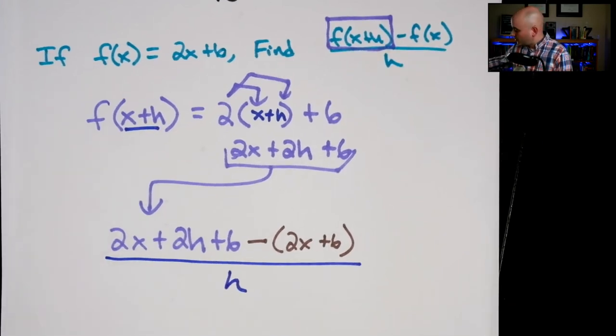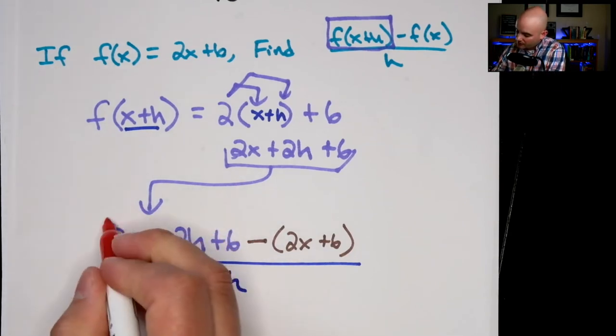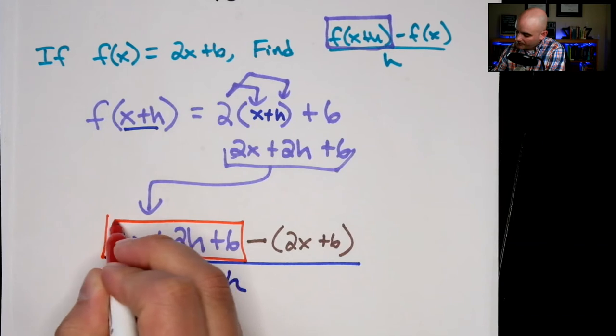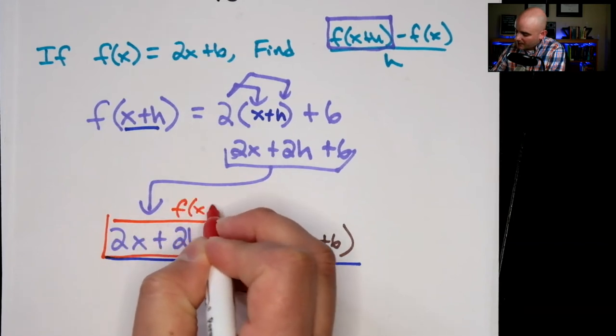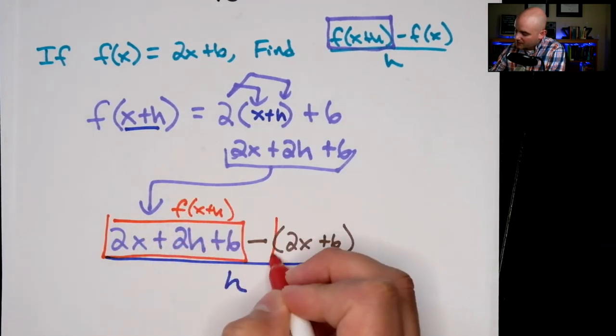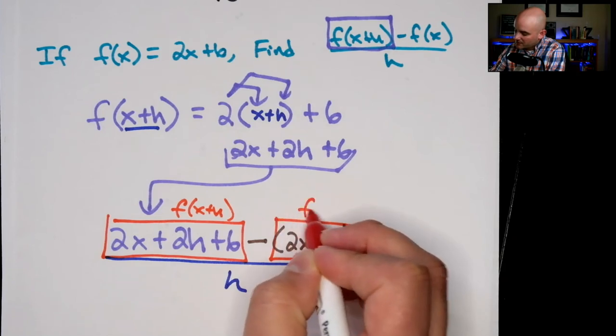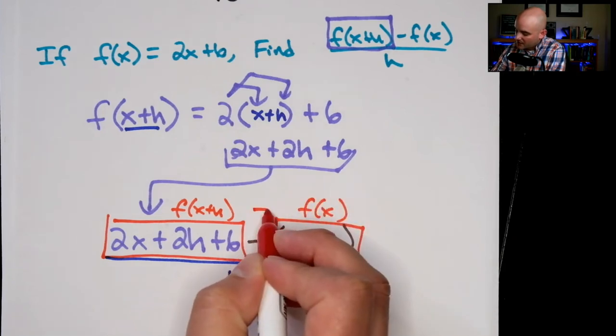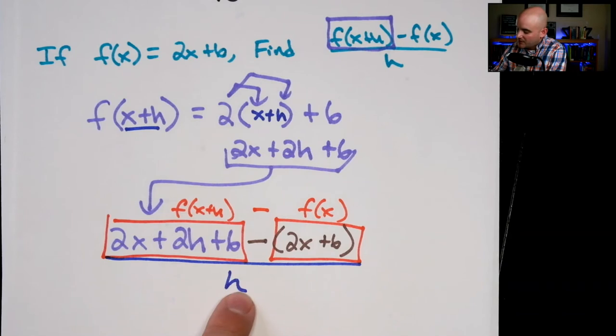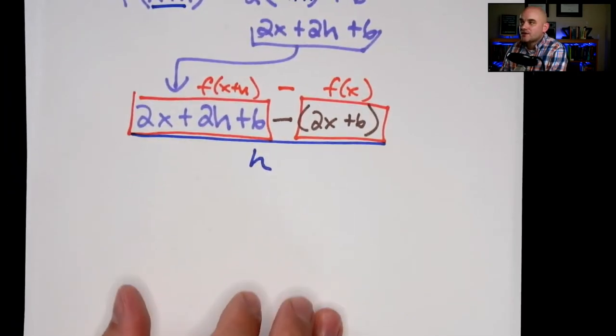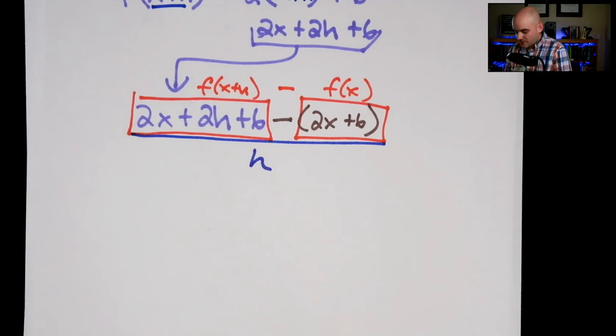Basically, if you want an overview, what we're looking at here is this section is the f of x plus h. This section is the f of x. I'm subtracting the 2. And then I'm going to divide by h, okay? So that's how we set it up, but we still need to finish this problem.